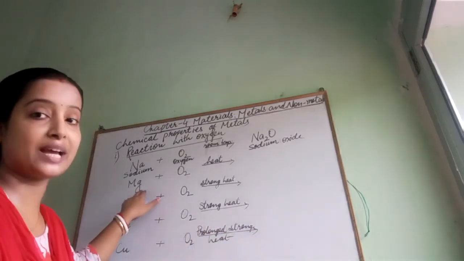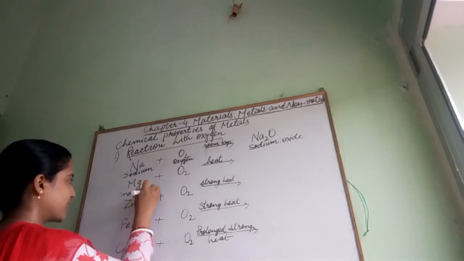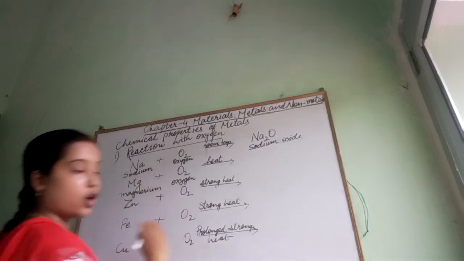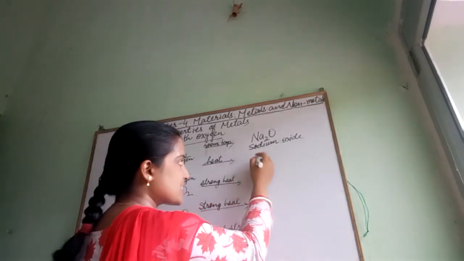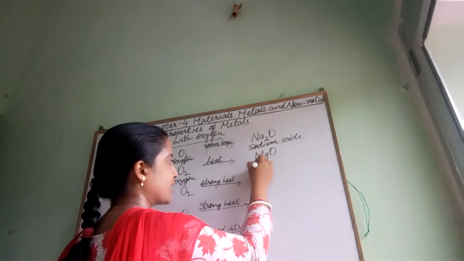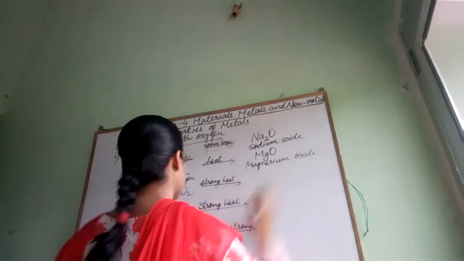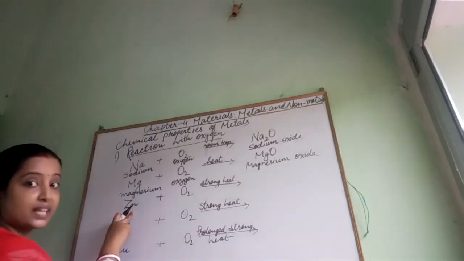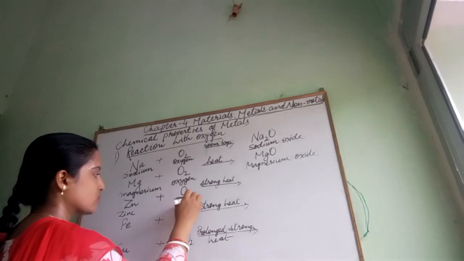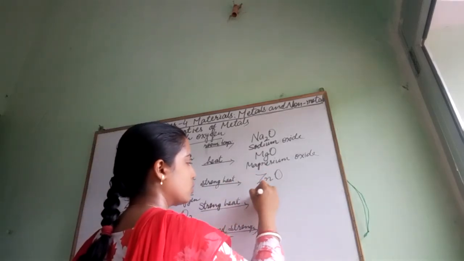Now, whenever Mg, magnesium, reacts with oxygen, it will form magnesium oxide, MgO. This one is Zn, zinc. Zinc reacts with oxygen, it gives zinc oxide, ZnO.